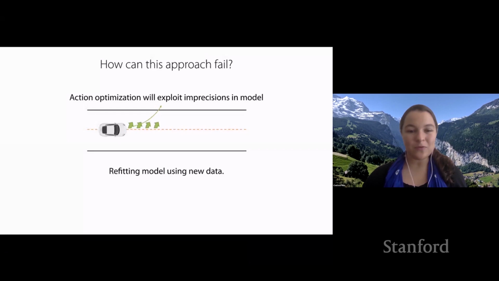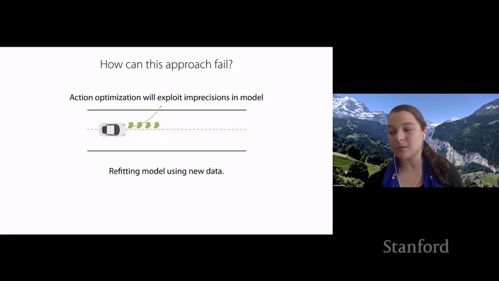Now, one really easy way to fix this to some degree is to refit the model using new data. This will specifically happen when the model will be imprecise when it's off of the manifold of data that it's seen before during training. What we can do is collect new data from the action sequences that we optimized, which will precisely be in the situations where our model may be inaccurate, and use that data to retrain our model to be accurate in those regions.